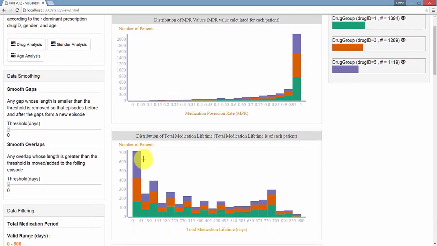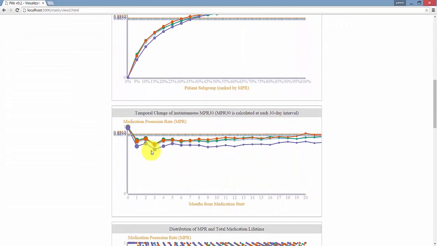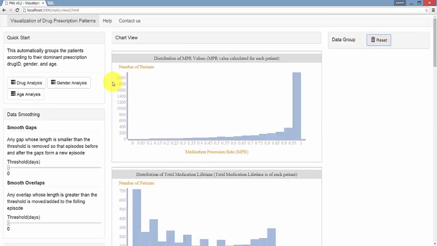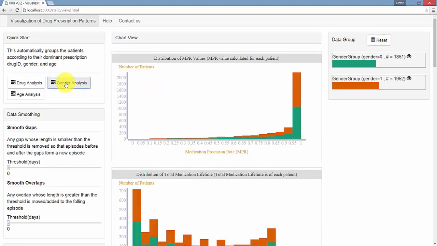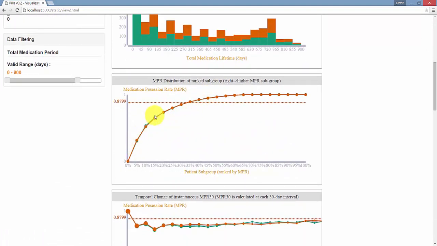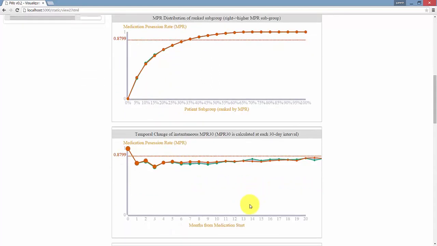If you notice here, there are more people on drug 3 between 0 and 45 days compared to the number of people on drug 3 between 720 and 760 days. And also, those who are on drug 3 have a lower rate of MPR compared to other drugs over time. Now, if I want to do gender analysis, how adherence varies based on gender, it seems almost the same between male and female. Though there are some variations, it's more or less the same.